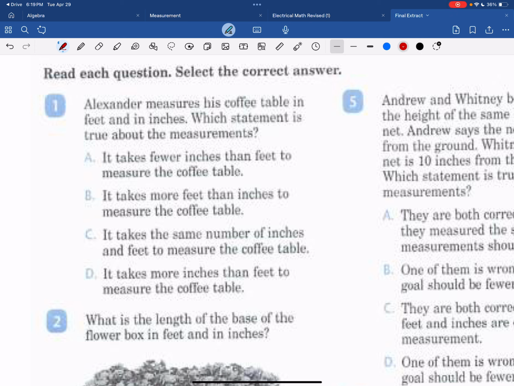Well, the first thing I want to remember is my conversion, that 1 foot is equal to 12 inches. So if you measure something in inches, it's going to be more than the feet for the same amount of space. So there would be more inches than feet. It takes fewer inches than feet to measure the coffee table? No, this is not true. It takes more inches than feet. So this is not true.